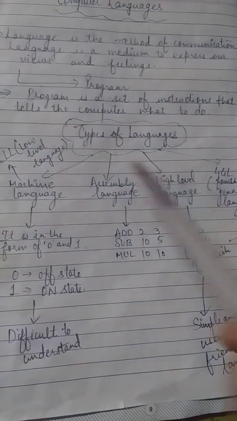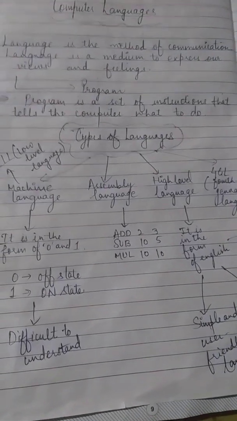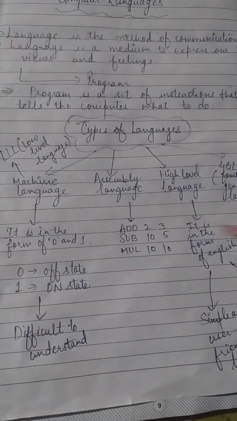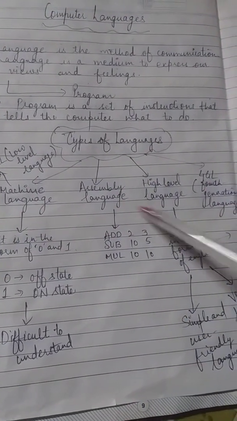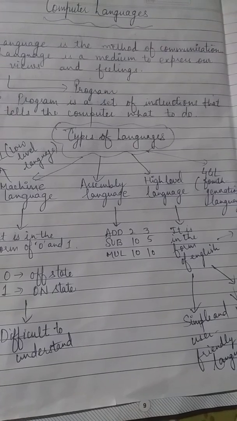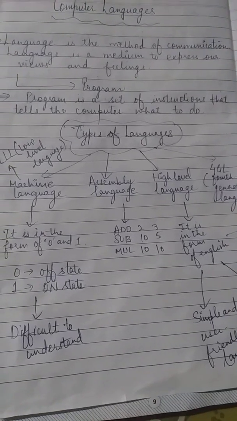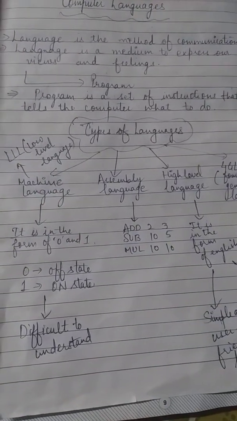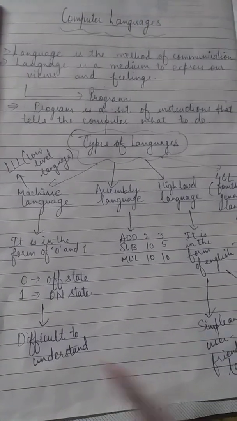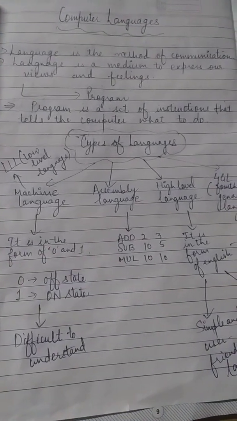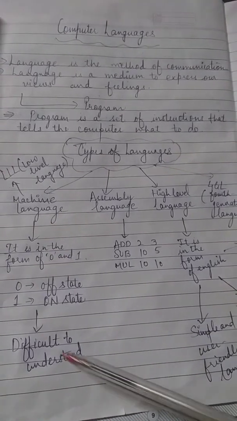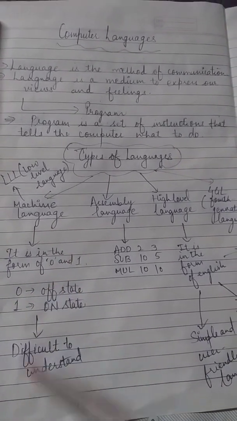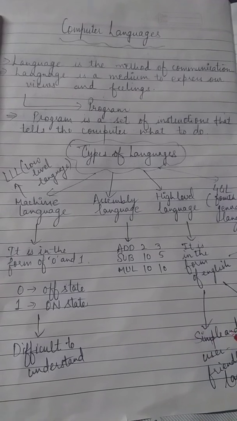After that we have types of languages. So there are 4 types of languages: machine language, assembly language, high level language and 4th generation language. So firstly we will discuss what is a machine language. It is in the form of 0 and 1 and it is directly understood by the computer. So here 0 means off state and 1 means on state.